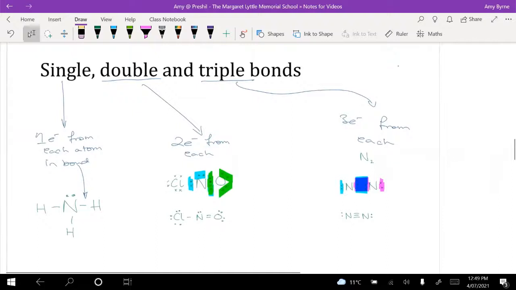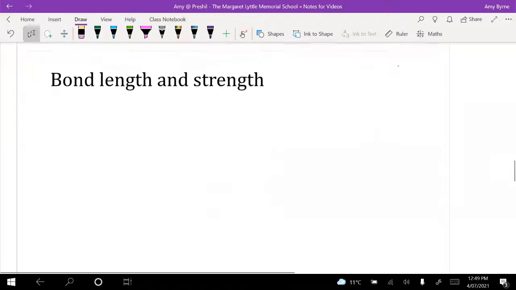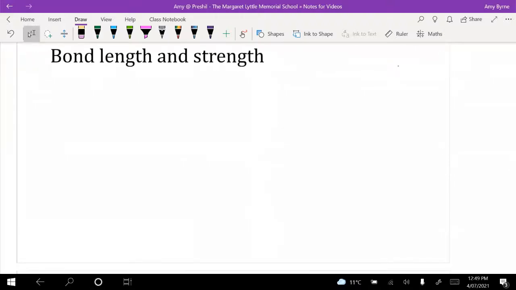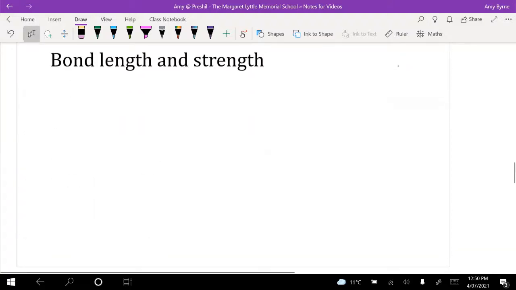Okay, so single, double, and triple bonds. You cannot have quadruple bonds. There are too many electrons too close together, and of course electrons repel each other. So you can't have a quadruple bond, because that's always what students ask me. Okay, so in your data book, there is on 2 following tables a series of bond lengths and bond strengths. So let's talk about bond length and bond strength.